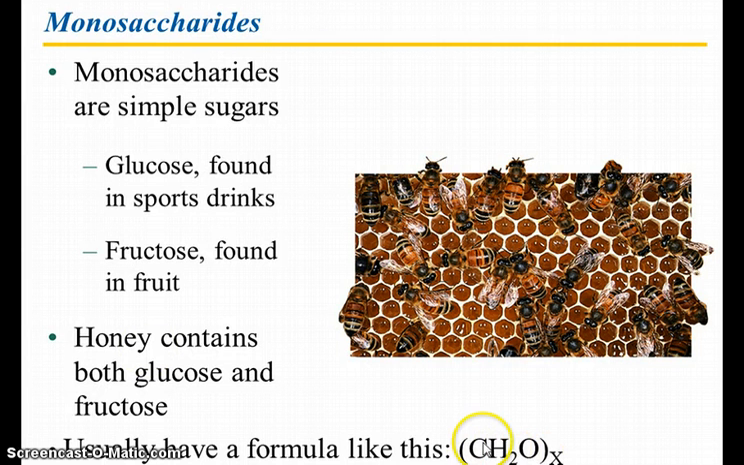Those are going to have a formula of CH2O times X. So what that means is for every carbon you have, you're going to have 2 hydrogens and an oxygen. So if you have a 5-carbon sugar, you've got 5 carbons, 10 hydrogens, and 5 oxygens. Glucose is C6H12O6. You have twice as many hydrogens as carbons and oxygens.